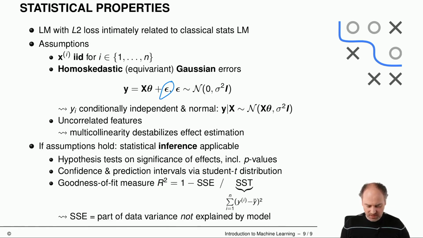We can do hypothesis tests on the significance of effects, including p-values. We can compute confidence intervals. We can compute prediction intervals. We can look at goodness of fit measures and so on. We can potentially associate our linear model with the correlation between the features and y, because that's when we can talk about the part of the data variance which is explained by our model or which is not explained by our model by looking at this R-squared measure here. All of this you will cover in a traditional statistics course, and I will stop here.